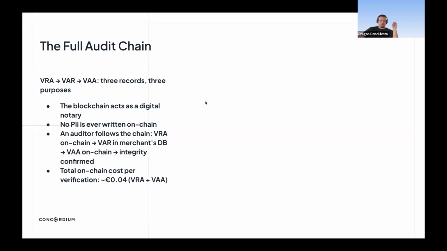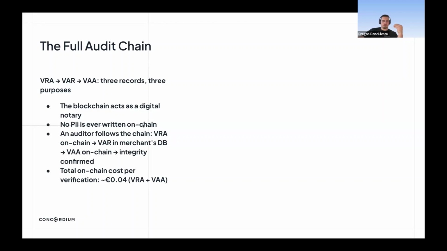Now let's look at the full chain. So we have the initial anchor. Then we'll go to the one that's actually stored in your database. This one isn't going on chain, and then the audit anchor. And these are 3 records with 3 separate purposes. So the blockchain itself will be a digital notary, fully immutable. The data there is never going to change. No identifiable information is written.